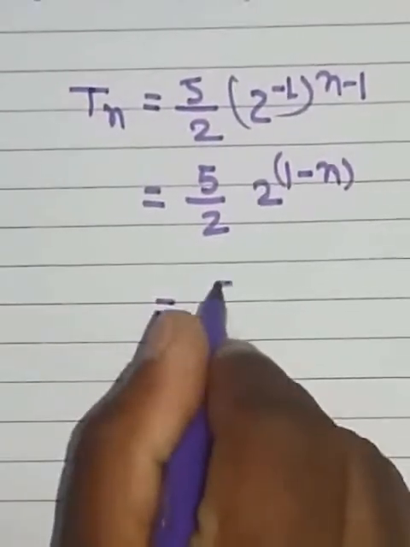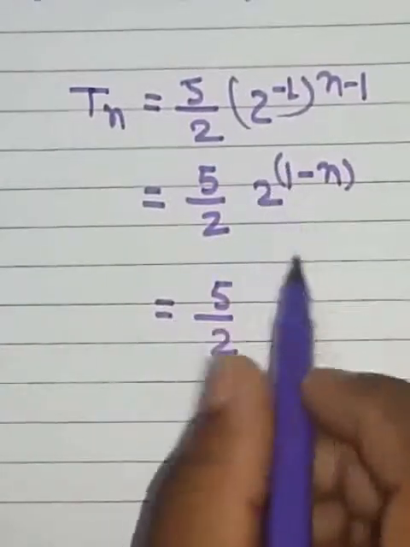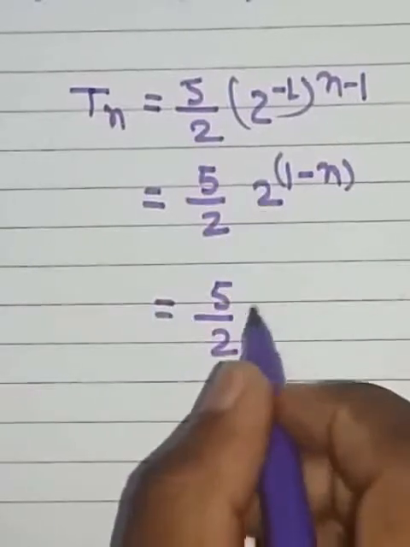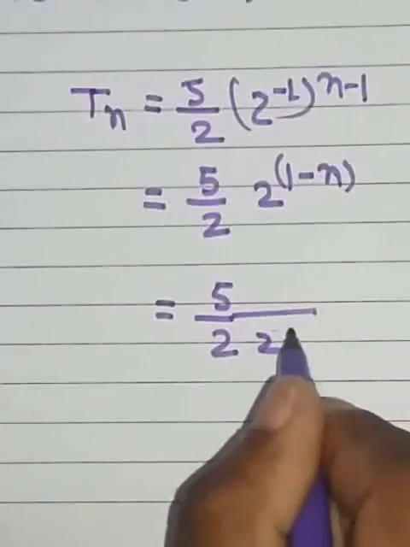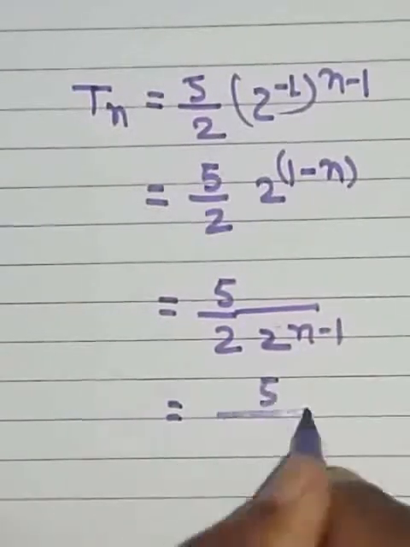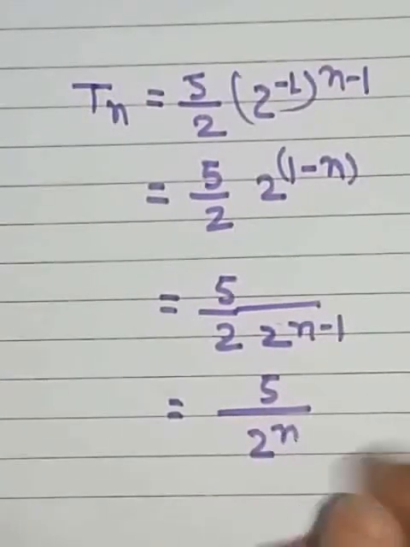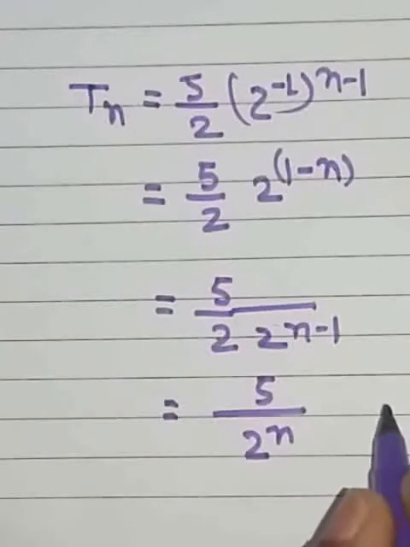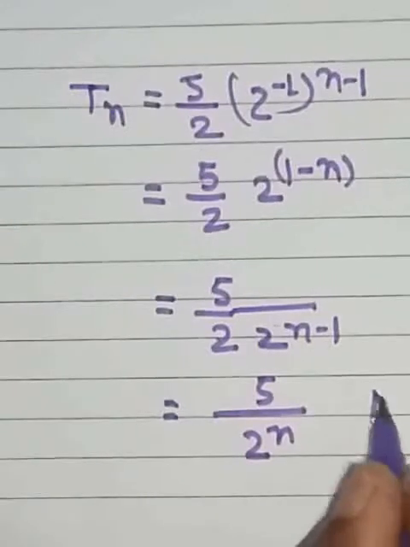It will be 5 upon 2, and when it will be n to the power minus 1, we can write this 2 to the power n minus 1 here, and it will be 5 upon 2, and 1 will be cancelled. 2 to the power n will remain. This is our answer for the Tn of the question number first of exercise 9.3.